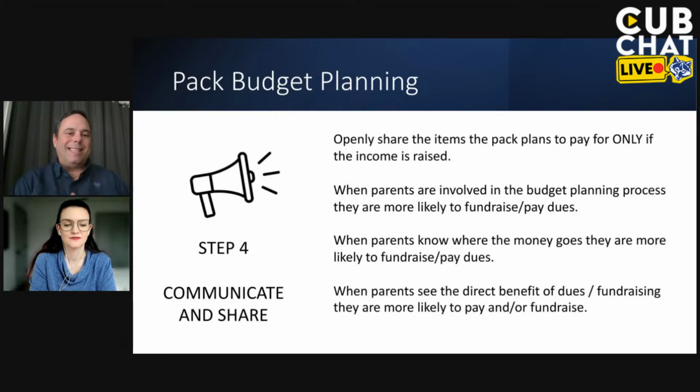So here are some really key elements to remember and why it's so important. Once you have a PAC budget, you openly share it and let people know, communicate what that budget is. Openly share the items the PAC plans to pay for only if the income is raised, right? Just because you put it on the budget doesn't mean that it's going to happen. So the key element of communicating is that we plan on doing these things expense-wise, but only if we do these things on the income side too.